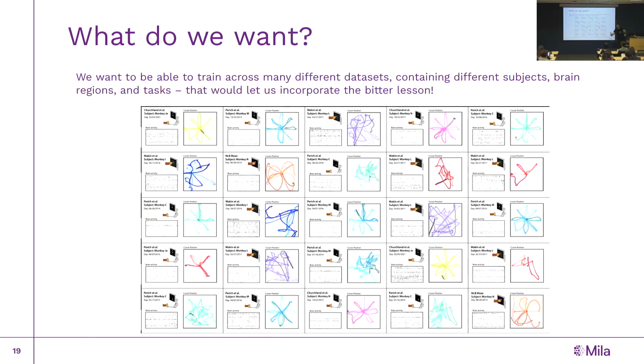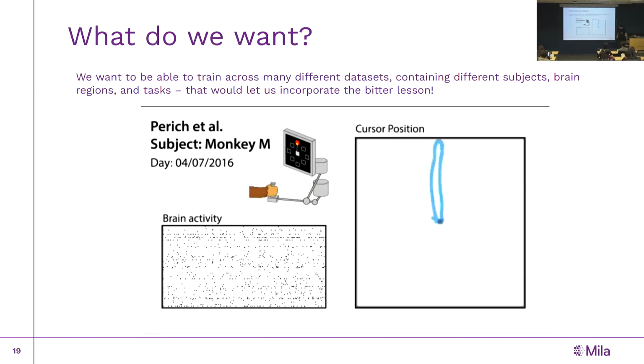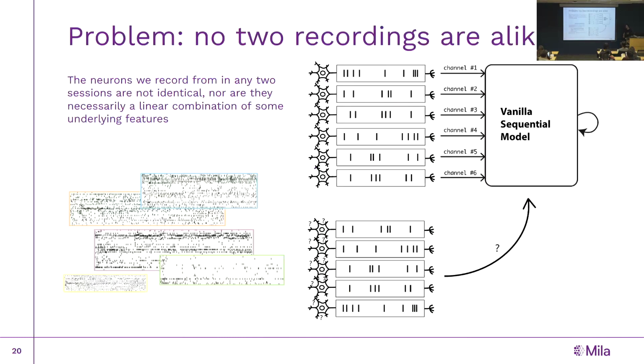ChatGPT was trained on trillions of words. I need trillions of spikes. So I'm not interested in your data set with 5 monkeys. I want every data set that's ever been collected in neuroscience. And how am I going to possibly do that? Well, the answer, luckily, I think, lies in resolving this problem.